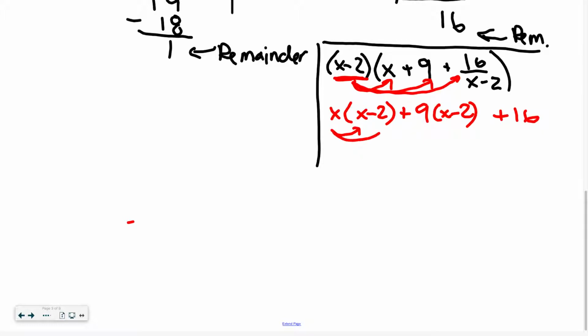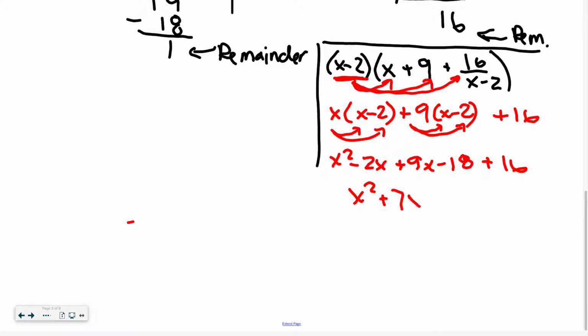Okay. So then I get x squared minus 2x plus 9x minus 18 and a plus 16. That's x squared plus 7x minus 2. Is that what we said? Yeah, that was the problem. So it's just saying that when you divide, if you were to multiply these two things back together, you would get that polynomial that you had started with. Okay, let's do another long division. Then I'll teach you synthetic.